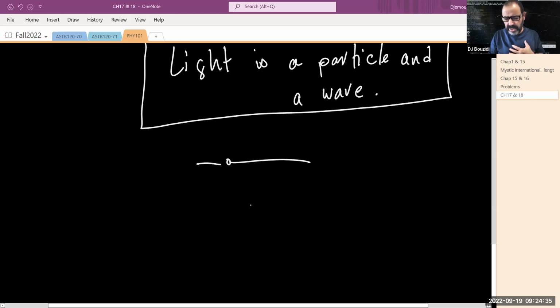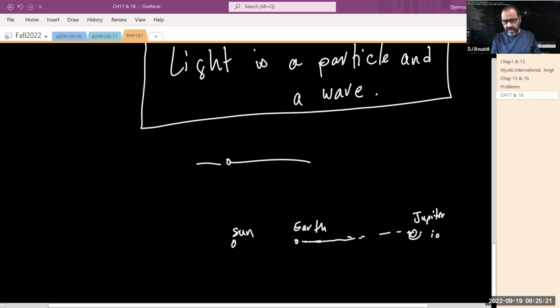Initially, the first experiment was done by Romer. Basically he theorized that, okay, here is the sun, here is where the Earth is, and at some point Jupiter would be here, for example. It's about 5 times further from the Earth. Jupiter has a tiny moon called Io. Not tiny, it's bigger than the Earth's moon, but relatively speaking, compared to the planets, it's tiny. If I look at Io from the Earth today, Io takes almost 2 days to go around Jupiter.